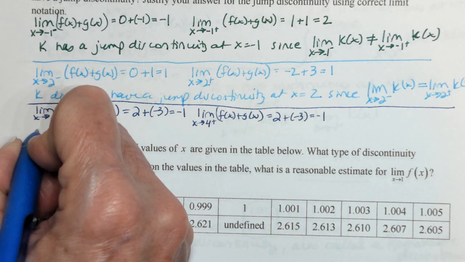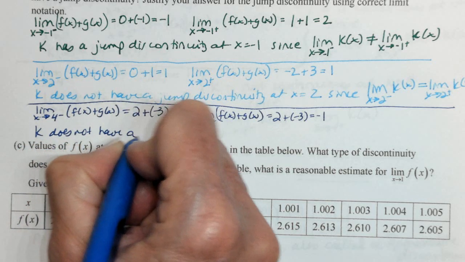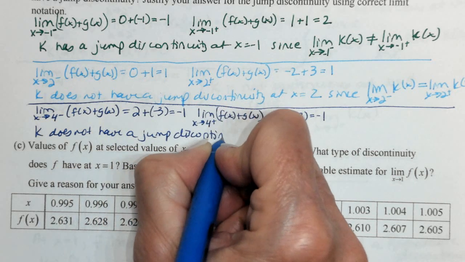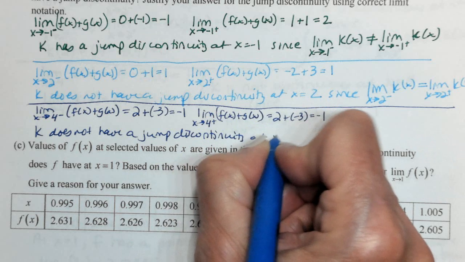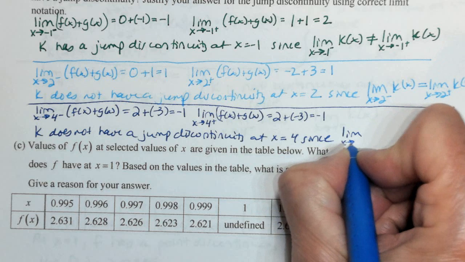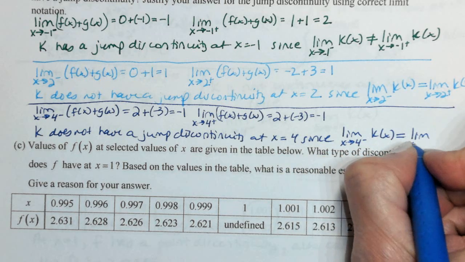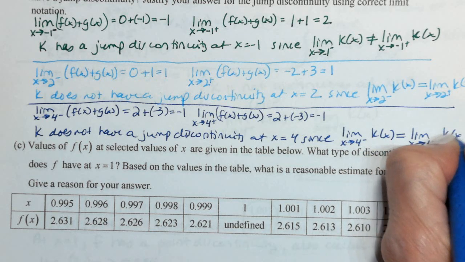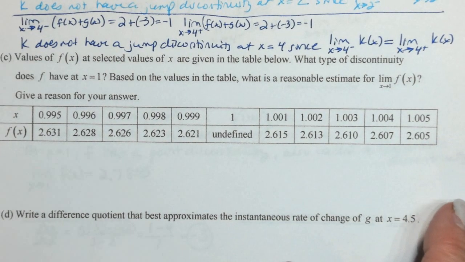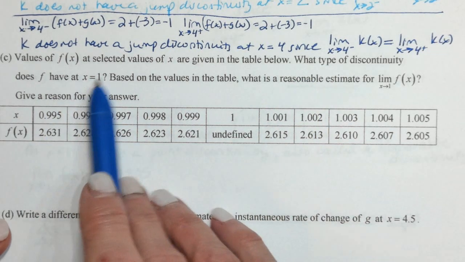So k does not have a jump discontinuity at x equal to 4, since the limit as x approaches 4 from the left of k of x is equal to the limit as x approaches 4 from the right of k of x. Part C. Values of f at selected values of x are given in the table. What type of discontinuity does f have at x equals 1?